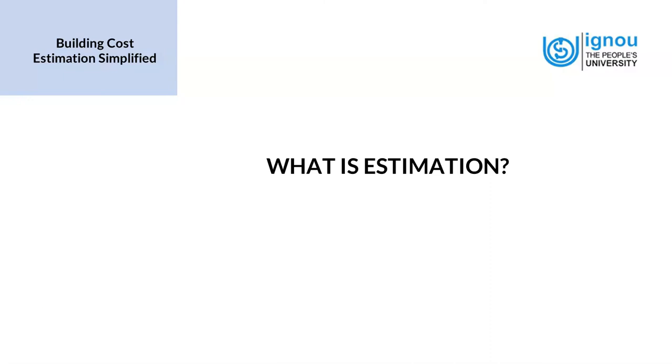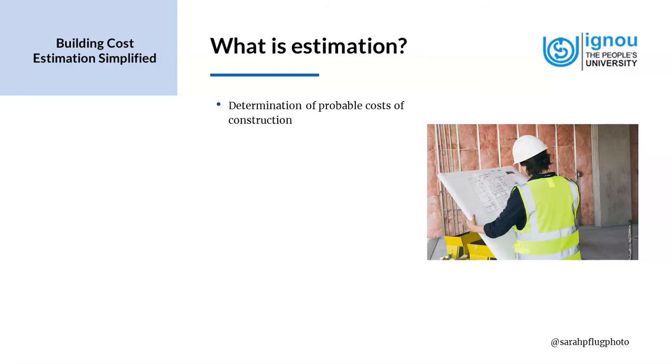Now, what is estimation? It is a determination of probable costs of construction, and it is not an exact science. That's something that we have to always keep in mind. Each item is analyzed, quantified, and rates are applied. So again, we'll take the example of the brickwork. We analyze the item, what is the length and breadth and height of a wall, and then we quantify it by finding the volume, and then we find the unit rate of brickwork, and then we apply it, and then we finally come to the final amount.